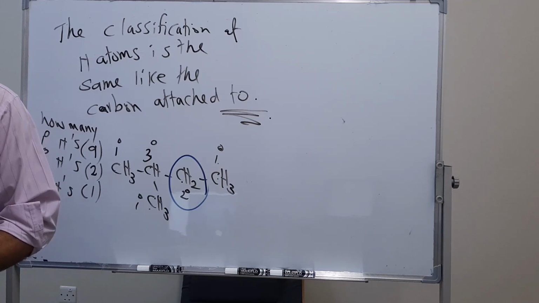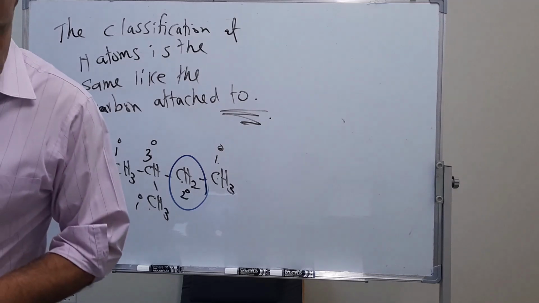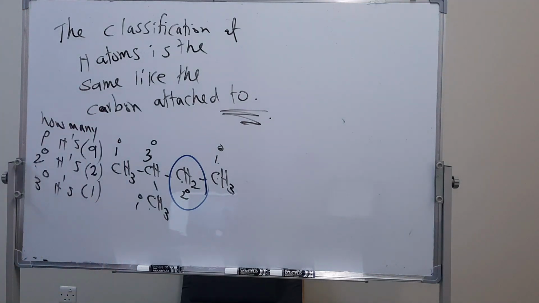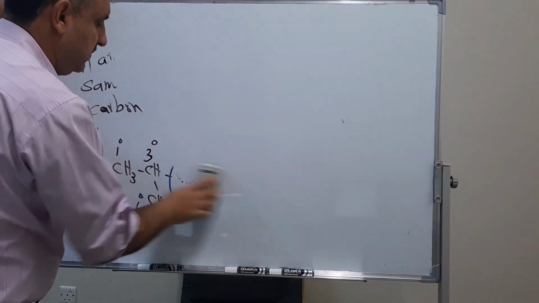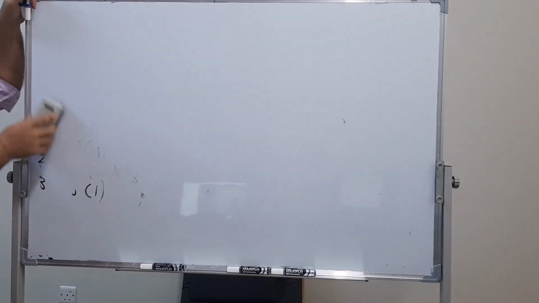Perfect. Now let's proceed to the next slide, which is slide number 18, the naming of alkanes: IUPAC nomenclature of alkanes. Any question?